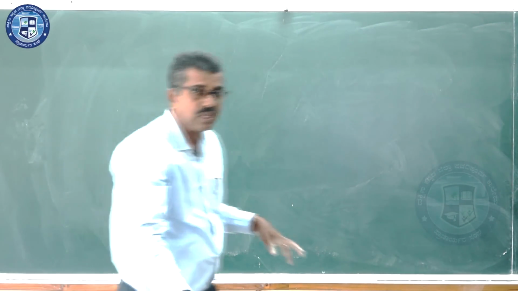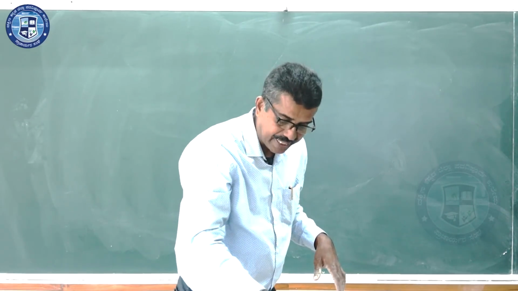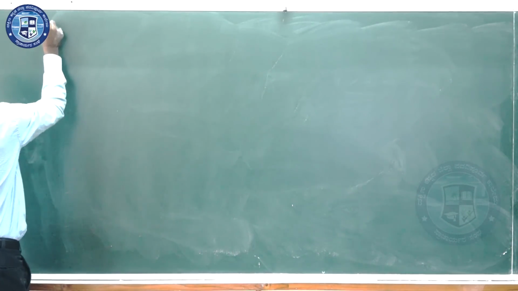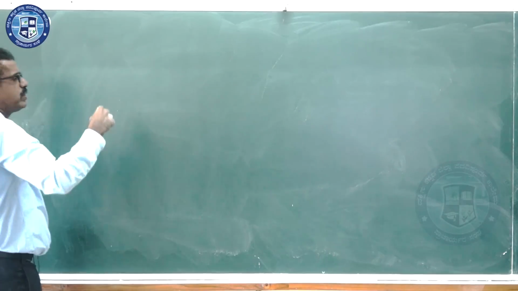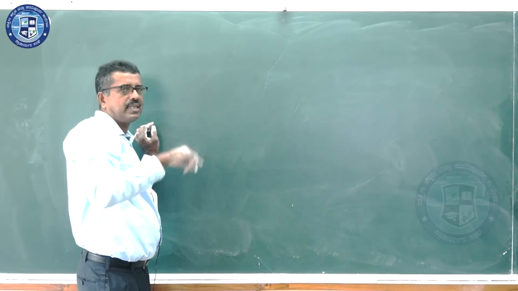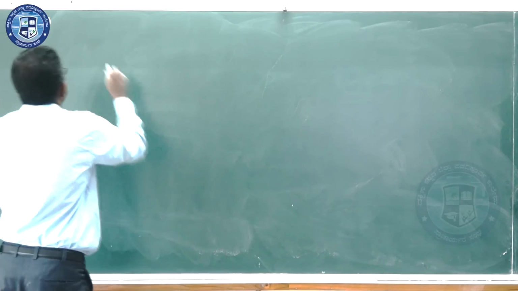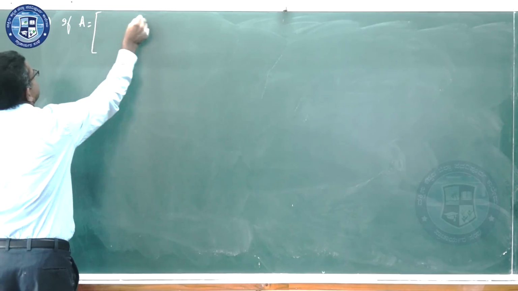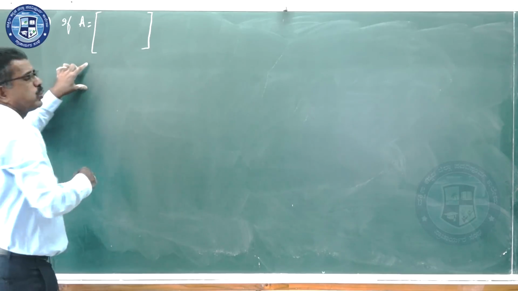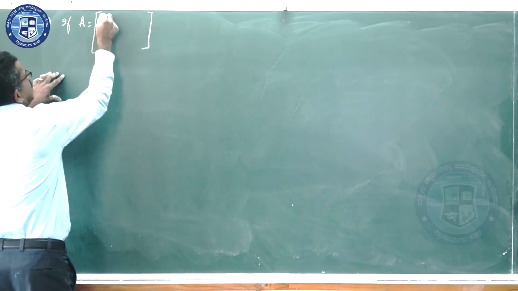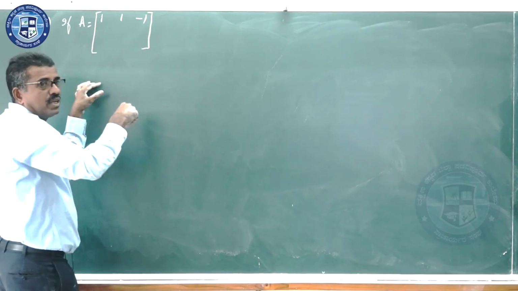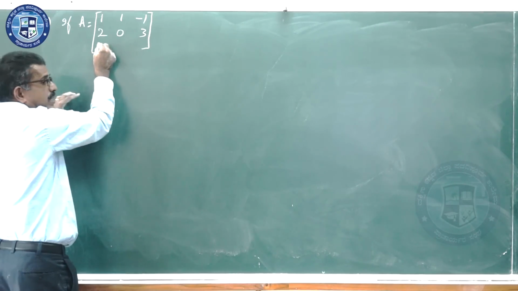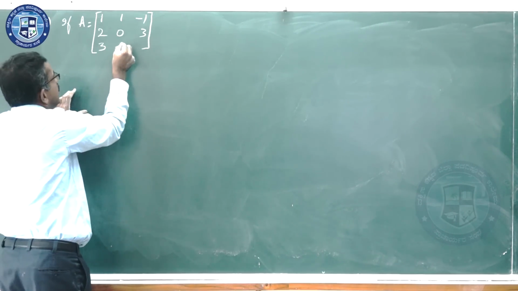I'll begin with a question: to prove that matrix multiplication is associative. The question has been found in a worked example, but I still need to do it because there is no problem in the exercise connecting that aspect. Let me take a 3 cross 3 matrix A, with 3 rows and 3 columns: first row 1, 1, minus 1, second row 2, 0, 3, and third row 3, minus 1, 2.